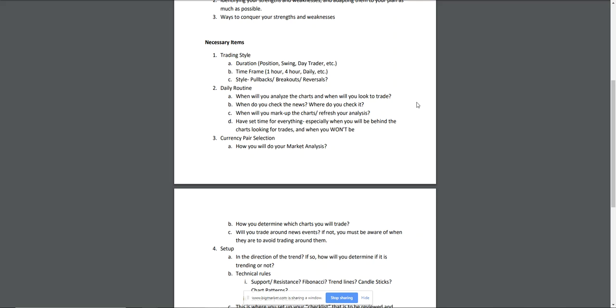Or maybe you like trading news events and you'll look for the high-rated news for the week, and that's when you want to be behind your charts trading. Number of different ways to spin that up. Your news has to be in there. When and how are you checking it?